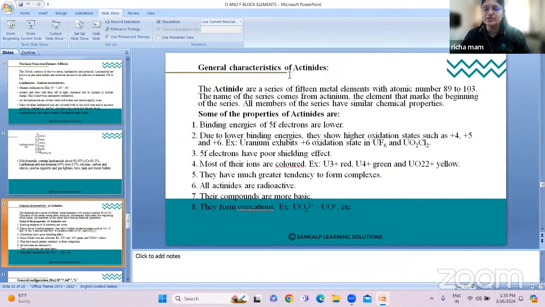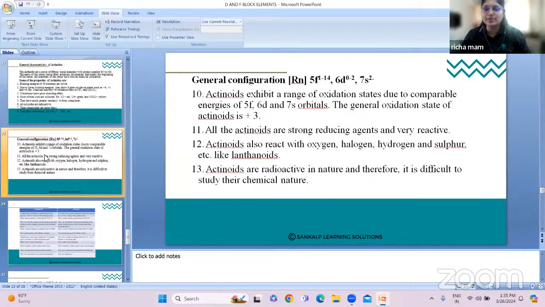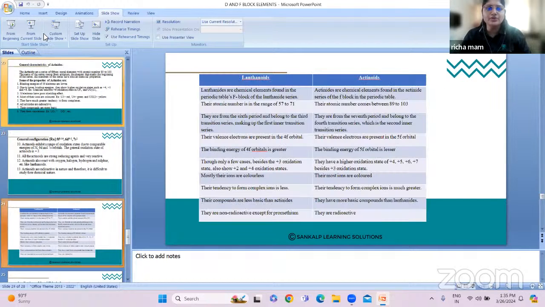Then we had also discussed the actinides. What are actinides? Which are the elements that come under the actinide series? And what are the different properties of actinides, that is their physical properties and chemical properties? So today we are going to discuss some of the important applications of lanthanides and actinides.